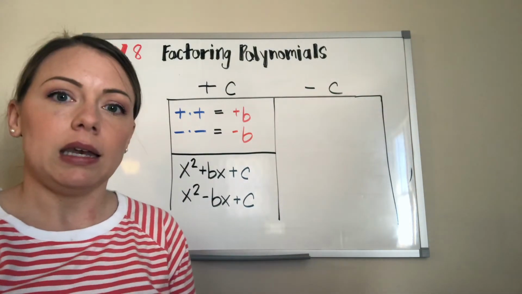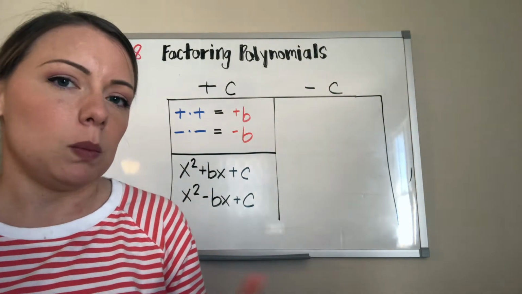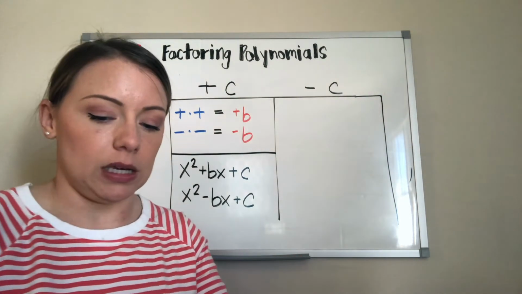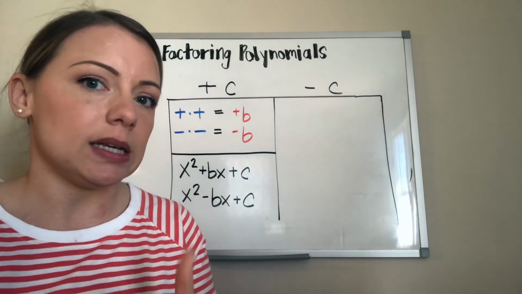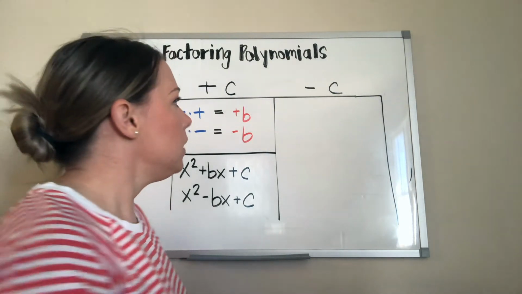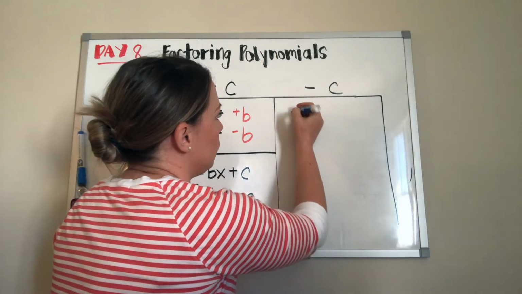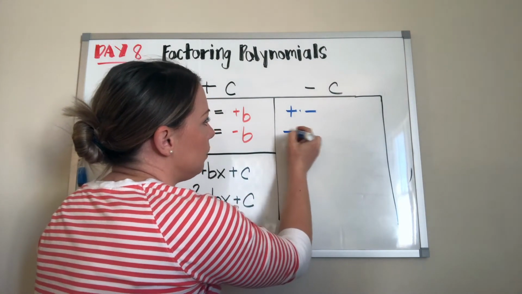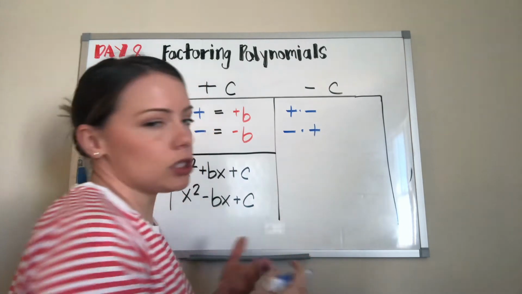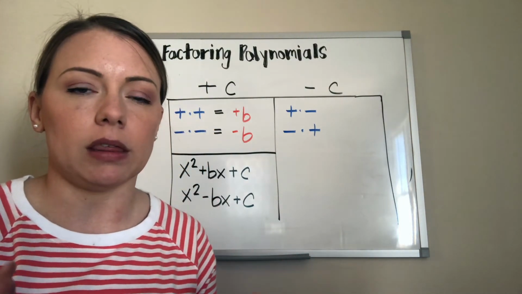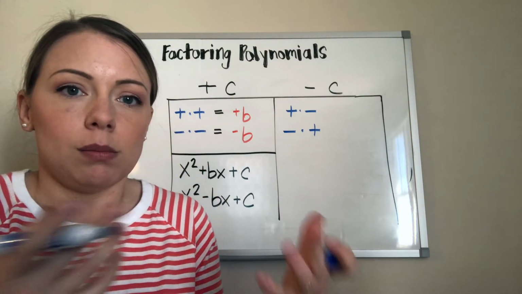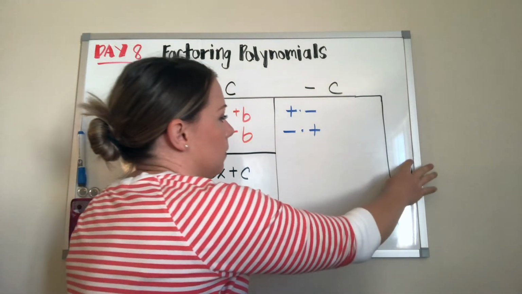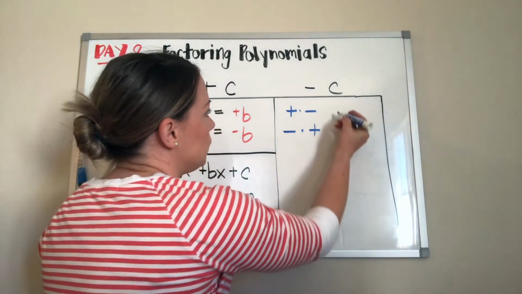All right. Now, let's look at when I have a negative C. If I have a negative C, this is where I might have to do a little trial and error here and there. A negative C could be produced because I have a positive times a negative, but it can also mean I have a negative times a positive, which essentially means the same exact thing for those of you that remember the distributive property. So I multiply these together.